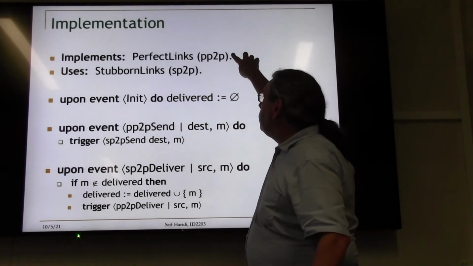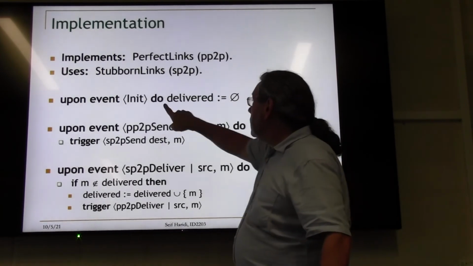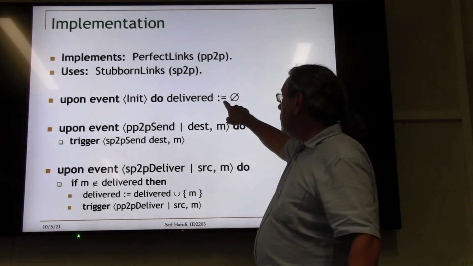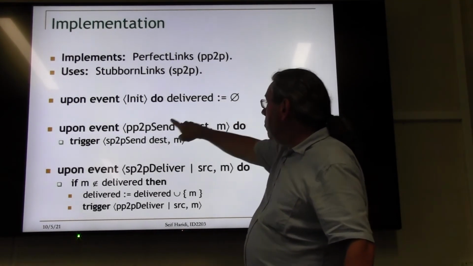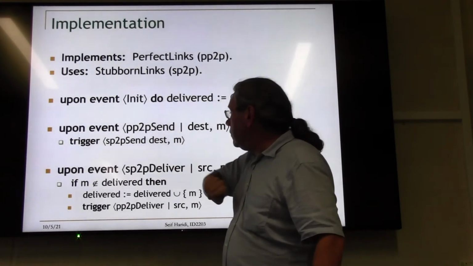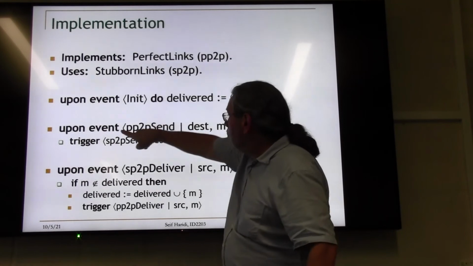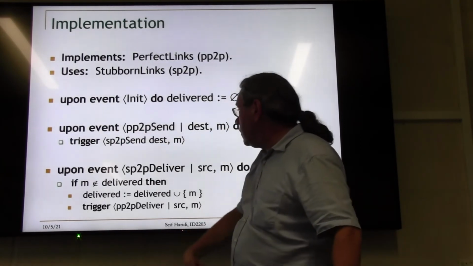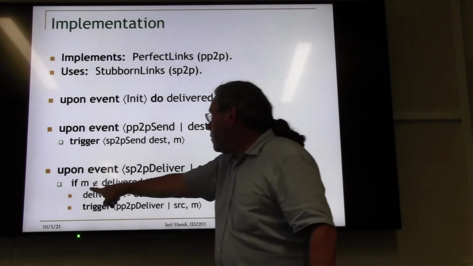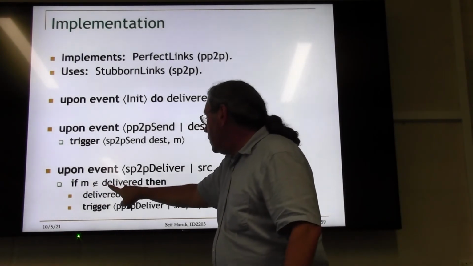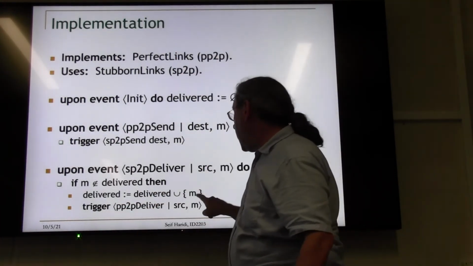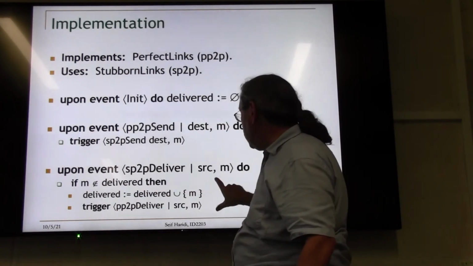So here, we implement perfect link using stubborn link. There's a delivered set, which is used for the sender. So I do a perfect point-to-point send, and I do a stubborn send. When I get this request, I send downwards. And if I get a stubborn point-to-point deliver going up, if M is not in the delivered set, then I trigger. So I make the message go up, and I add M. This will guarantee that M will only be delivered once.